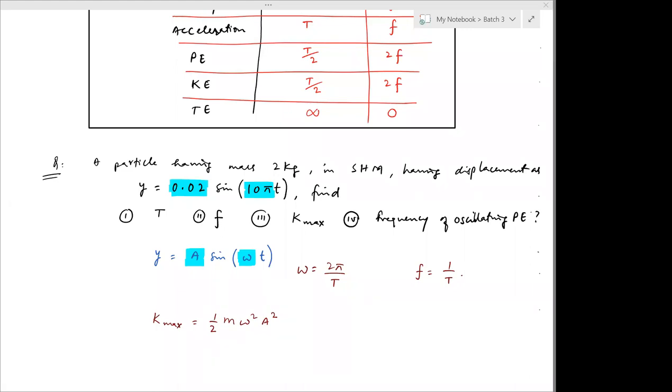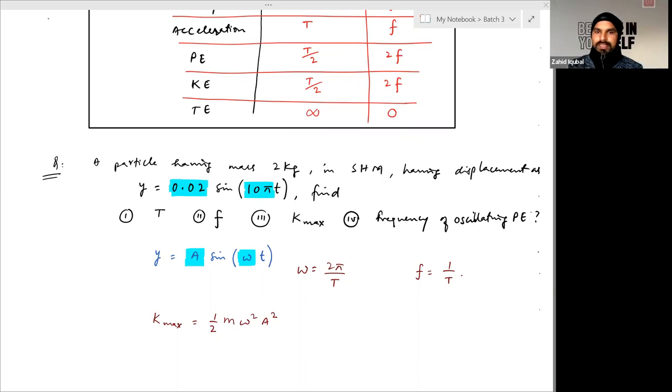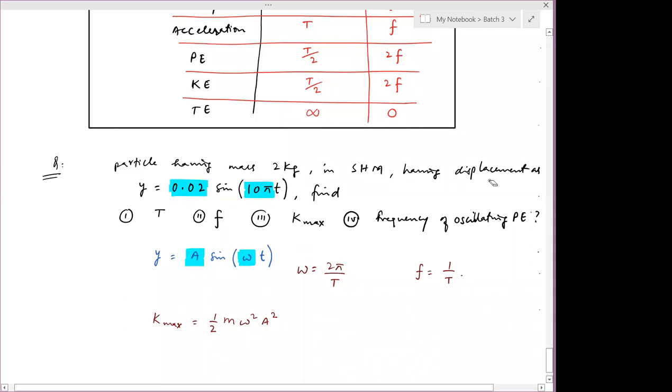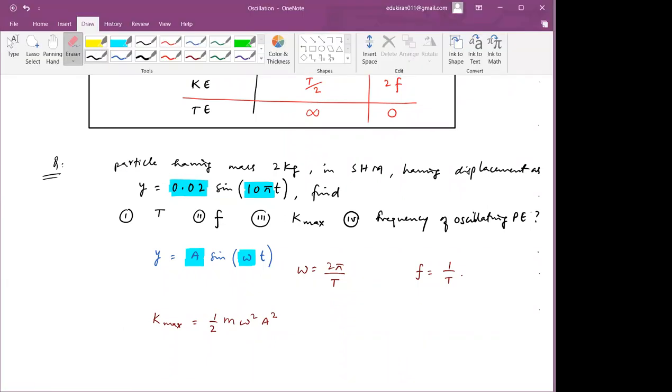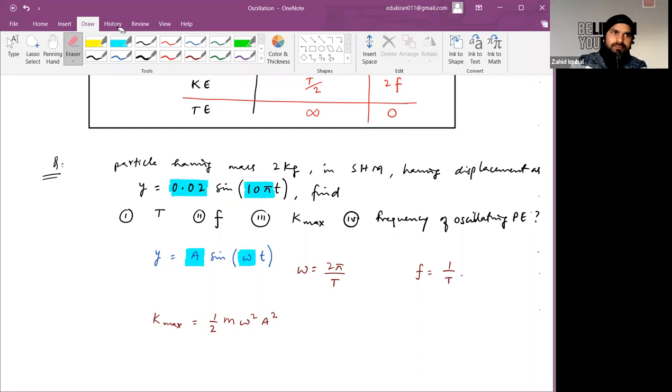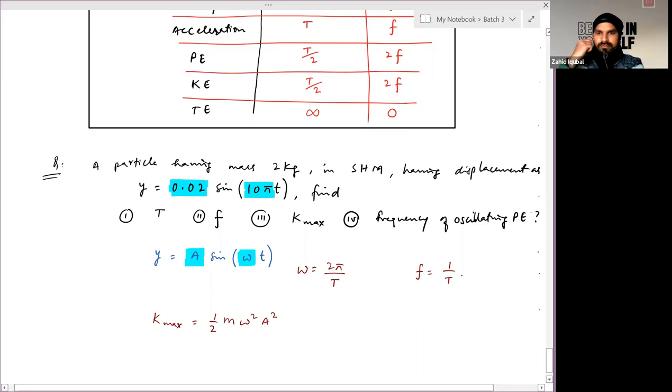Sir, can you read the question? Particle having mass 2 kg in SHM, having displacement as this. Thank you, sir. Good, Atif.